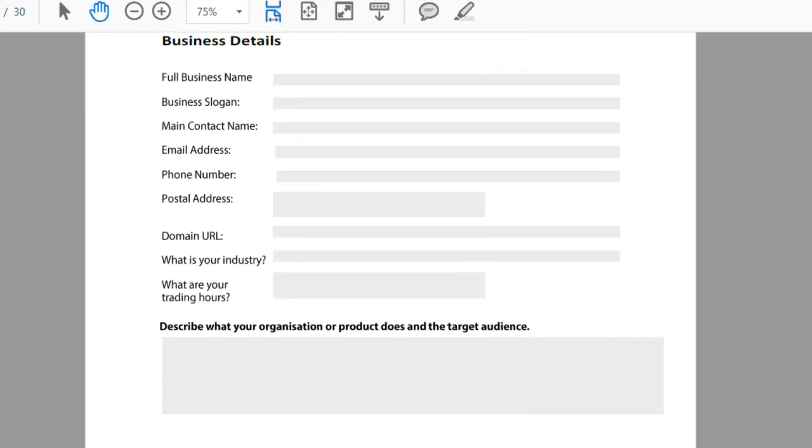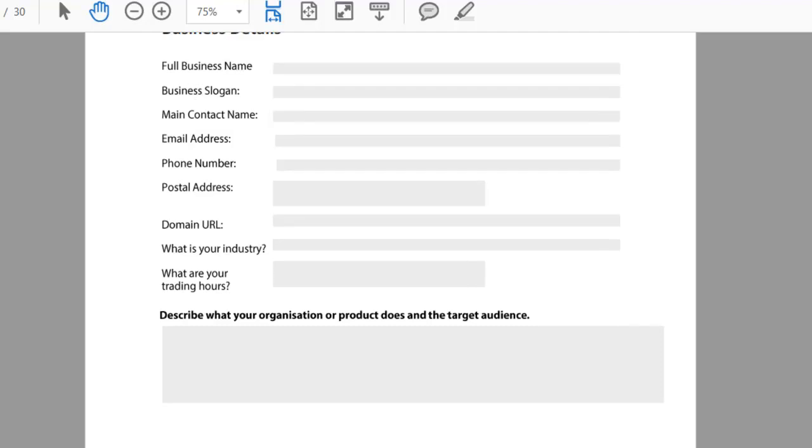Then we talk about what industry you're in, and what trading hours you have. If you don't have trading hours, just put not applicable there. And then we ask you to describe what your organisation or product does and the target audience. The reason we do this is to start really understanding, and get you thinking about, what your actual target audience is if you're not 100% clear on that. Even if you think you are, it's good to revisit this and rethink it.